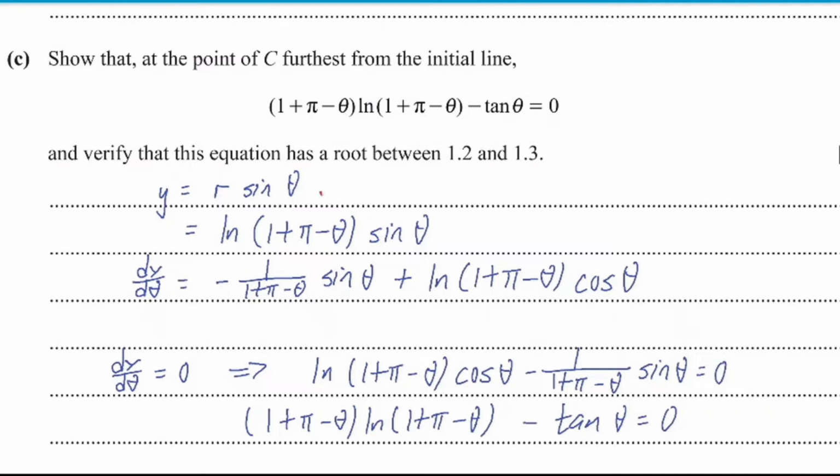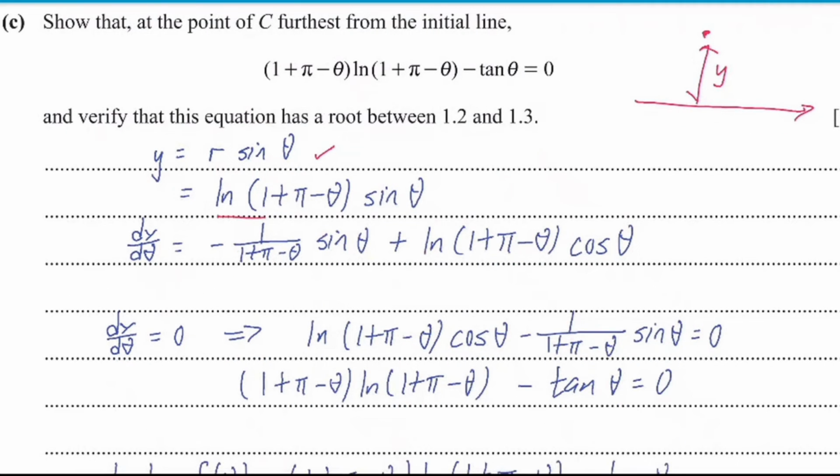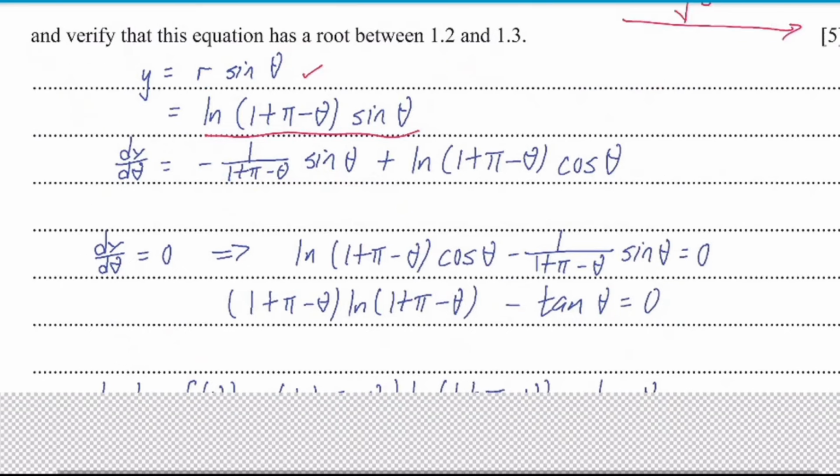So y is equal to r sin θ. Again, the initial line is this one. The furthest point means finding the maximum of y here, so we need an expression for y. It's a combination of this: r is a ln function, and then we have to multiply by sin θ.